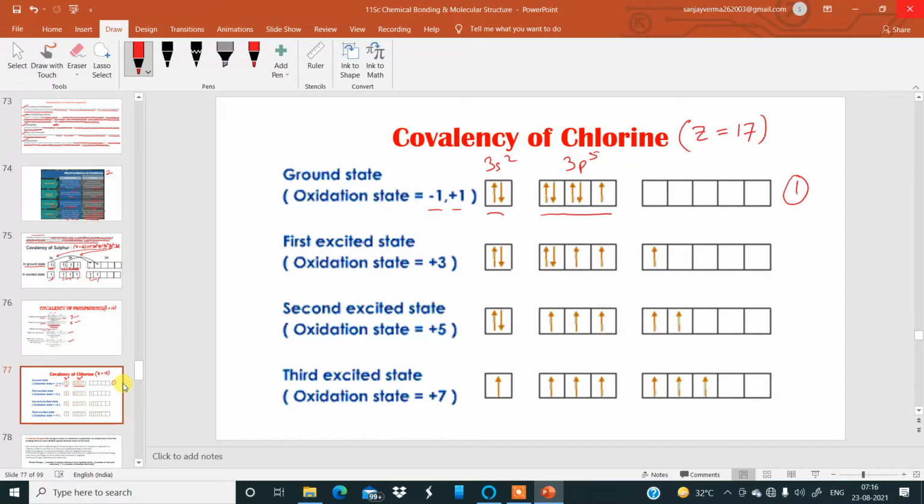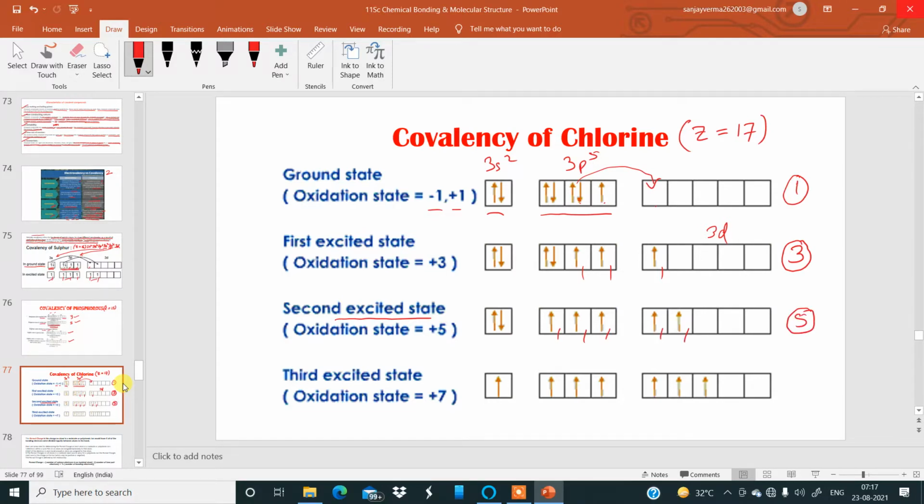But in the first excited state, when this electron is transferred to the d orbital over here, this way. Okay, then we have one, two, three orbitals available for bonding. Okay, available for electrons to be shared. So the oxidation state is +3 and its covalency is 3 in the first excited state. In the second excited state, the next electron from the 3px orbital is transferred to the d orbital. This is 3d. So now in the second excited state, the covalency of chlorine is 1, 2, 3, 4 and 5. Its covalency is 5.